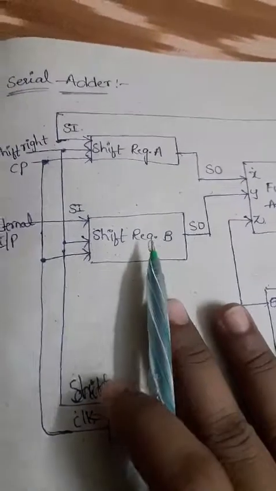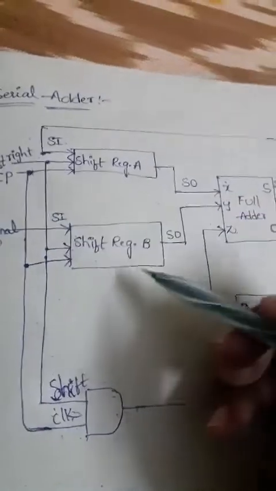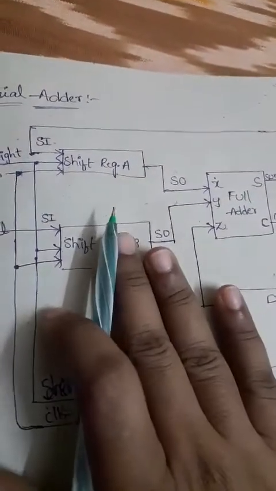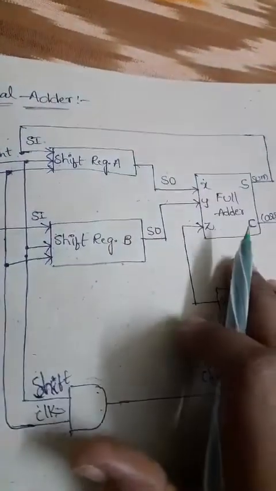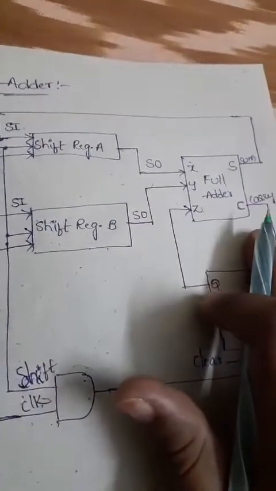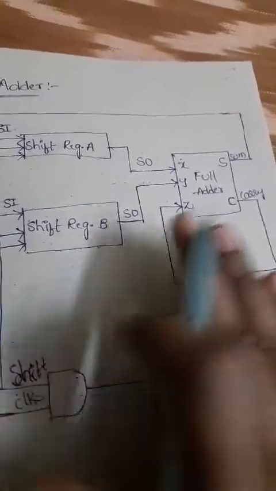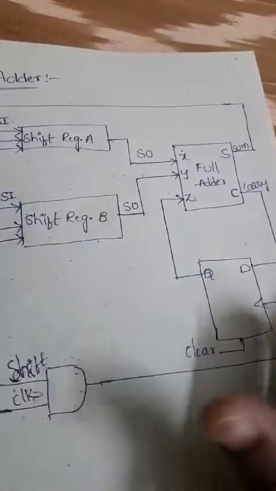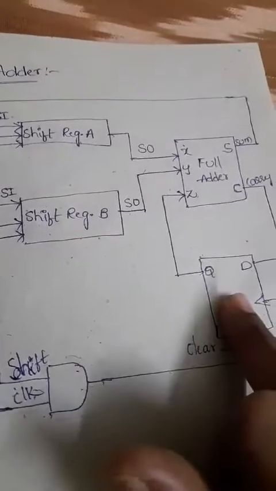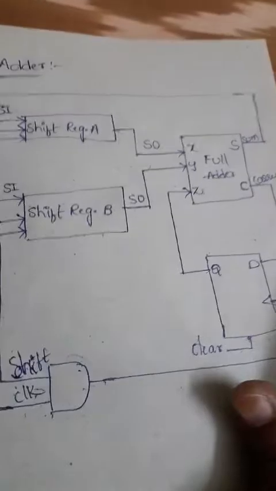Now let's see how the serial adder works. If shift register A and shift register B have some information, that will be given as input to the full adder circuit, which does the addition. The full adder has 3 inputs and produces 2 outputs: by adding the 3 inputs it produces sum and carry.